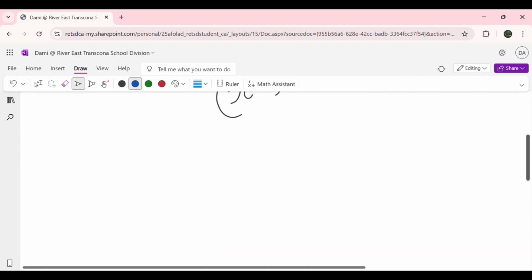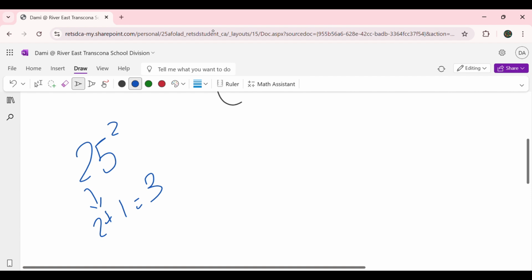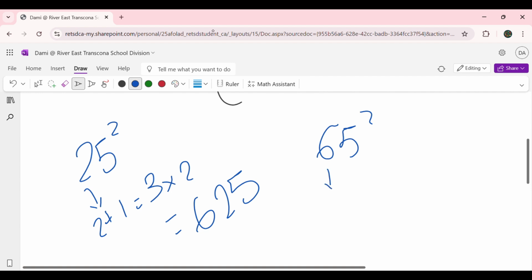Let me make that clearer with examples. Like 25 squared: 2 plus 1 is 3. Multiply 3 by 2, you get 6. And then add 25 to it. Same thing, 65 squared: the next number after 6 is 7. Times it by 6, you get 42. Add 25. You can check this out with a calculator and you'll see it's the same thing.